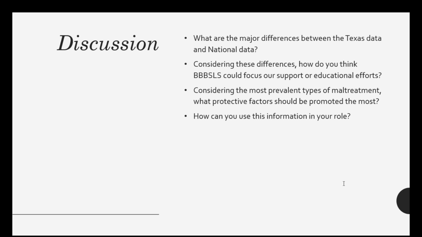So how do you guys think you can use this information, talking about the trends and everything? One big trend I want us to recognize is that every year the reported cases nationally go down just a little bit every year. And this has been the trend for the last 15 years, which is good. So I think that's good to keep in mind. And also keeping in mind the differences between Texas and national data, and that neglect is the largest maltreatment that kids suffer from. So how do you guys think you can use this information in your roles?